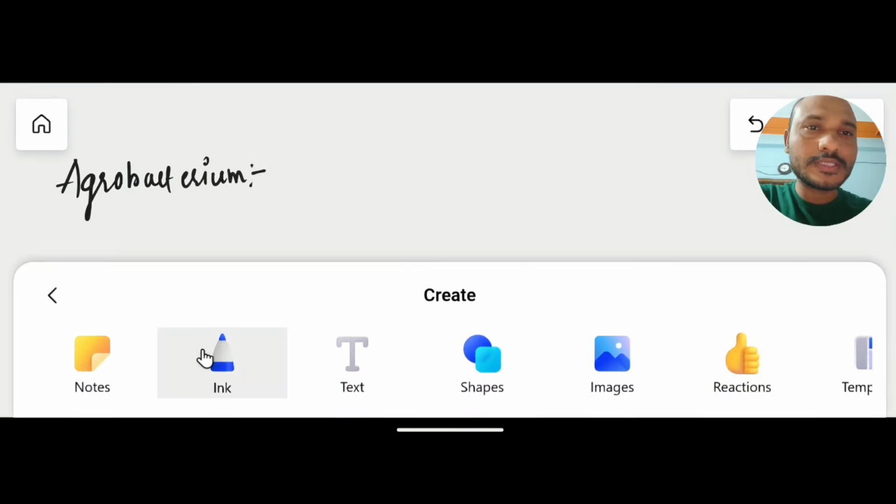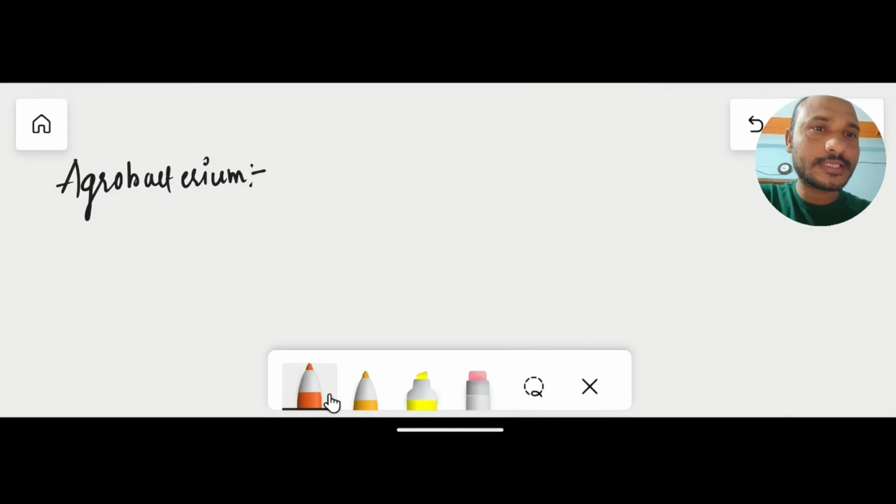Good morning, everyone. Today's topic is Agrobacterium. In this topic, we discuss two important Agrobacterium species.